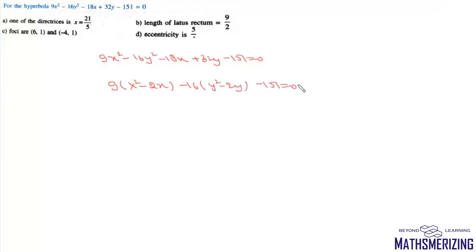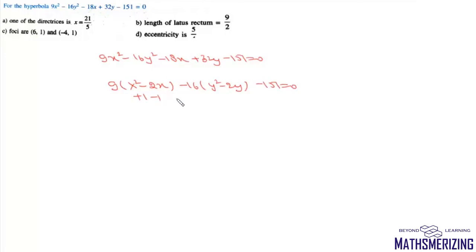Now here the question is, for the hyperbola 9x square minus 16y square minus 18x plus 32y minus 151 equals 0, we need to find its directrix, length of latus rectum, focus, and eccentricity. So what we'll do is we'll take terms of x and y together. So we'll write 9 into x square minus 2x, and then we'll take minus 16 common, and it'll be y square minus 2y, and minus 151 equals 0.